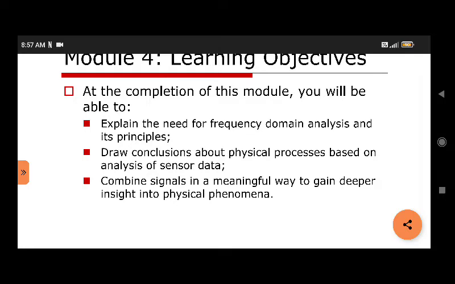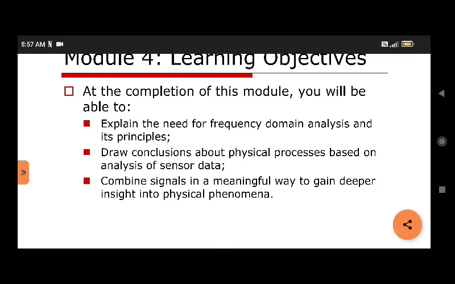What are the physical processes based on the analysis? Sensors sense the physical condition and send electrical signals, either in analog or digital form. That data is important, and it needs to be measured and stored in order to draw conclusions. Combine the signals in a meaningful way to gain a deeper insight into the physical phenomena.